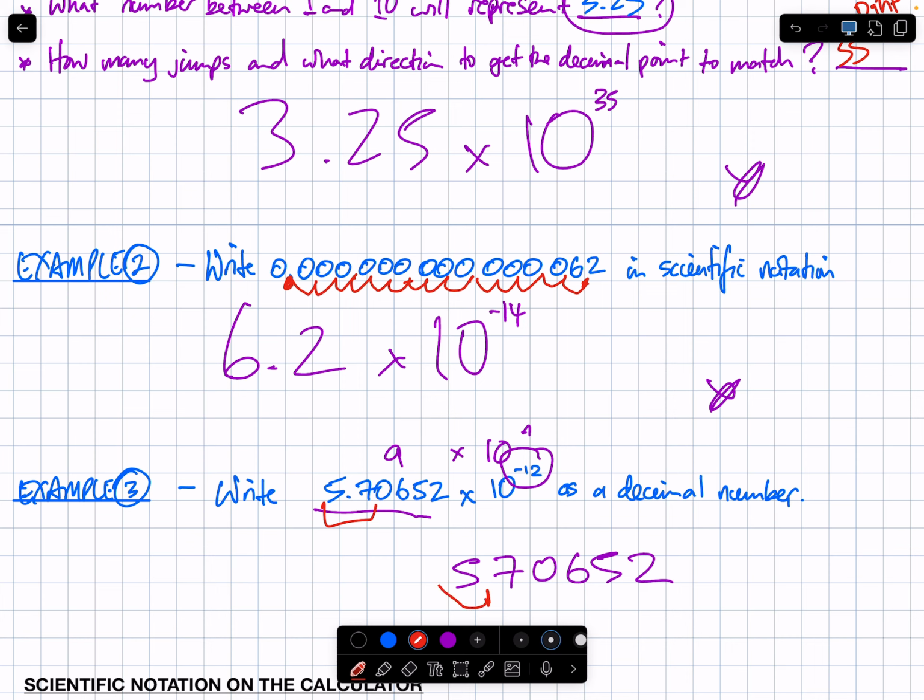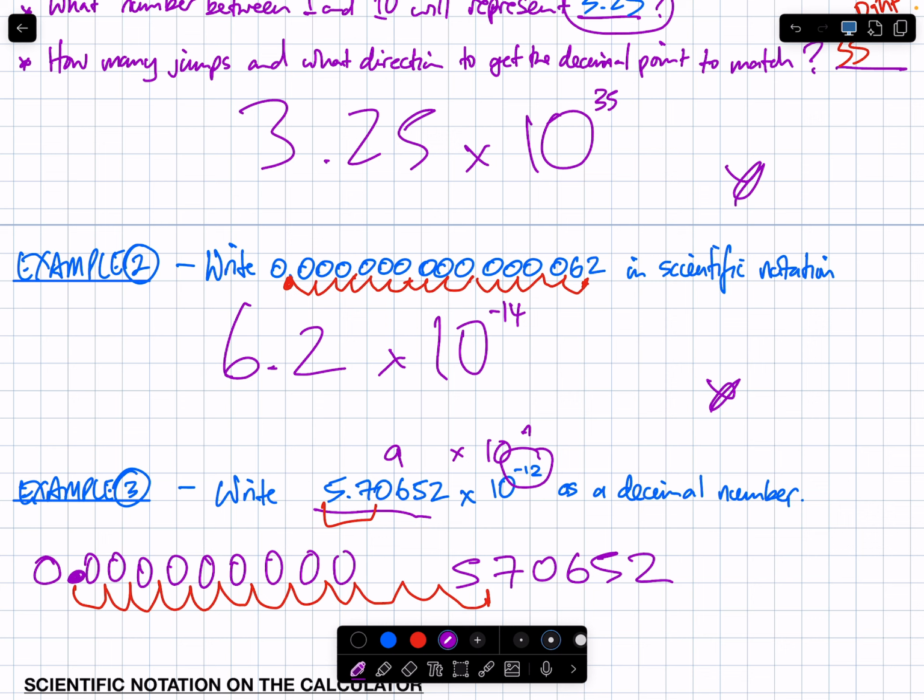So 1, 2, 3, 4, 5, 6, 7, 8, 9, 10, 11, 12. So my decimal point will be there. I'll put a 0 to the left of it. What numbers am I going to put in all those little jump humps there? This is a really small number. What numbers are they going to be? Zeros. 1, 2, 3, 4, 5, 6, 7, 8, 9, 10, 11. So that is how you go from scientific back to a decimal number.